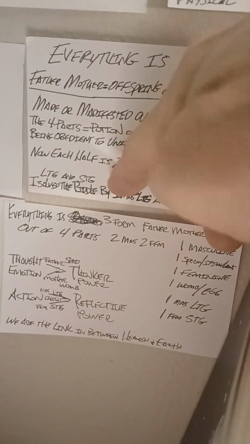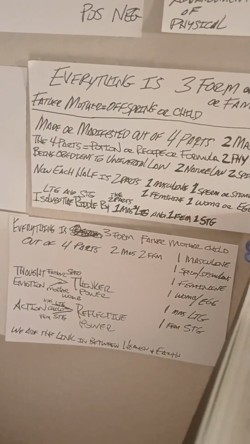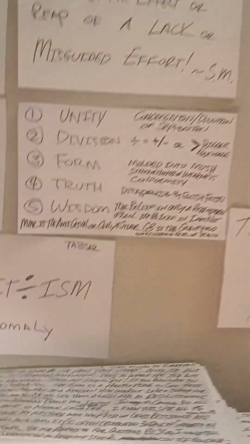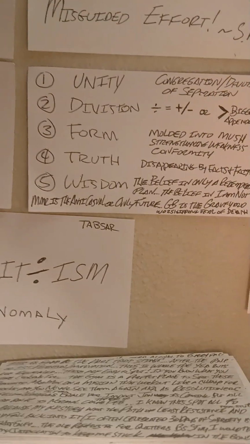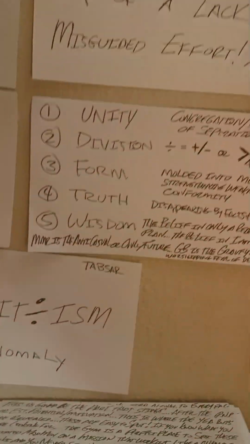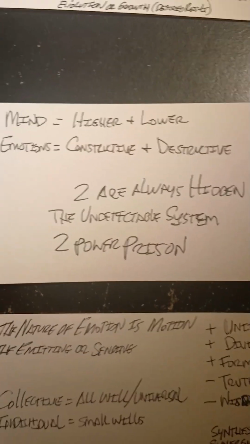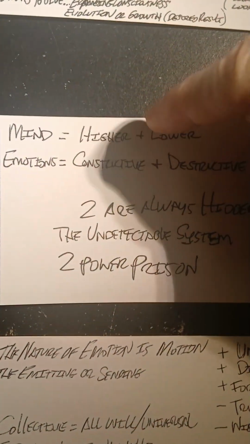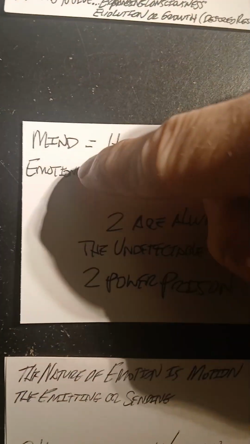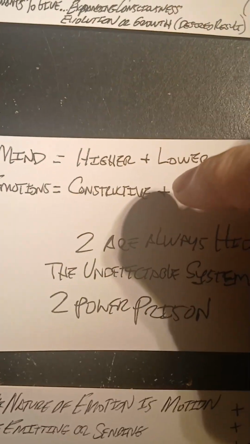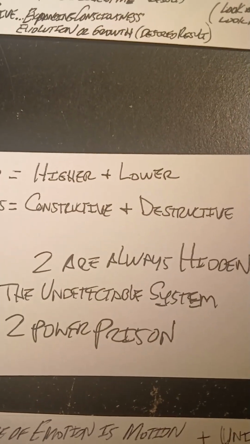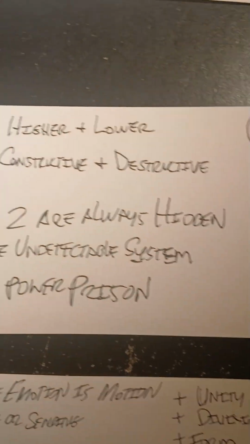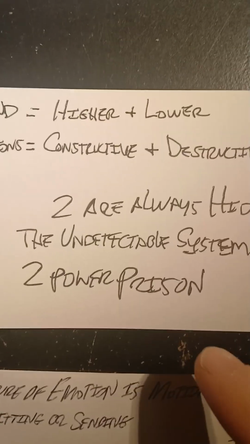Long-term goals, short-term goals, if you want to call them spirit. However you understand this. All right, hang on. Let me make up some diagrams. All right, so we start off with our 5. Now, here's how you see the 2. Mind, we have a higher and a lower. Emotions, we have a constructive and a destructive. 2 are always hidden. I call it the undetectable system, the 2 power prism.